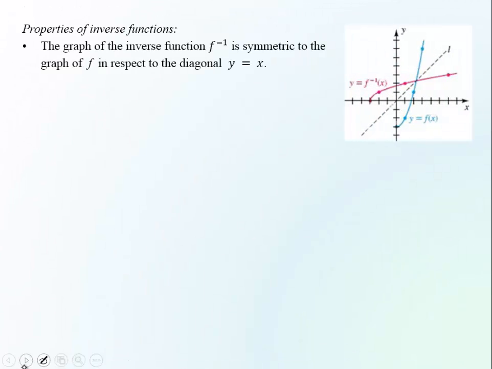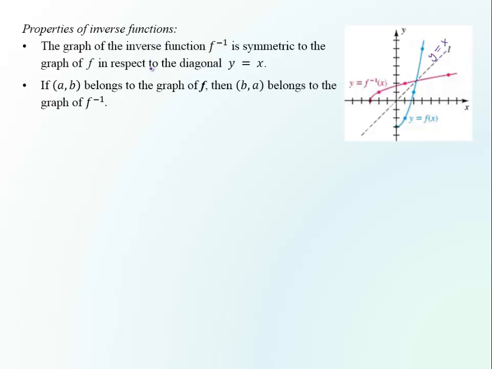Now let's look again at properties of inverse functions. First of all, as we noticed before, the inverse functions are symmetric with respect to the diagonal y equals x. Secondly, because of the symmetry, if a point (a, b) belongs to the graph of f, for example, on this particular diagram, this point has coordinates (3, 6), then the point with reversed coordinates (6, 3) will also belong to the inverse function. So (6, 3) is here, that's our (3, 6).